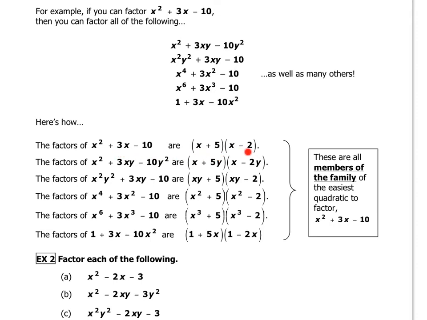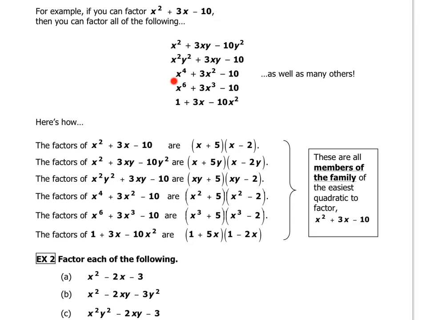So this factors as x plus 5, x minus 2. Now that we know this, we can do all of these, which are really just that same quadratic trinomial, just with something different. For example, this one here just has an extra y squared at the end with a y in the middle. This one has a y squared at the beginning with a y in the middle.